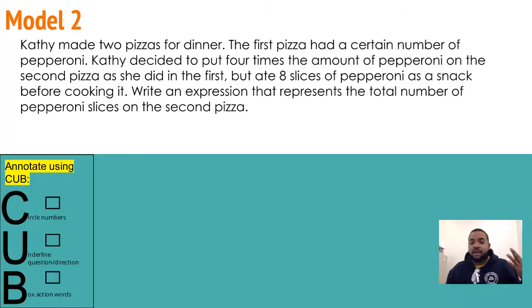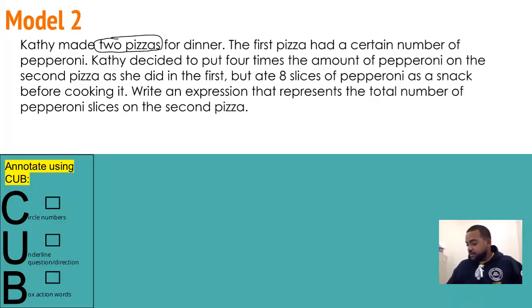Okay, so I read it one time just to have an understanding of what the word problem is about. Now I'm going to read it the second time with my intentions of annotating: circling numbers, underlining the question, and boxing any action words. All right, so here we go. Kathy made 2 pizzas for dinner. Well, the number 2 is important, and I'm always going to include its context. What is the number talking about? 2 what? 2 pizzas. So Kathy made 2 pizzas for dinner.